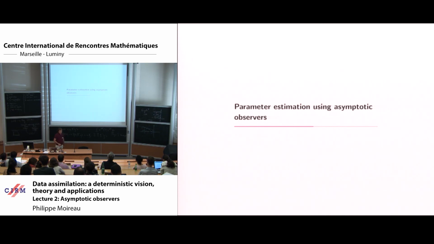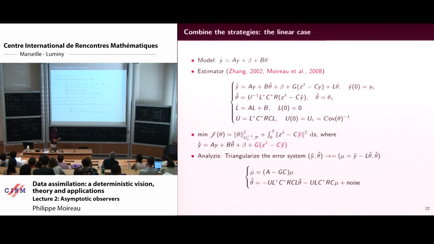So, parameter estimation using the same type of idea. In the linear case, basically the idea is to say, I will use the gain that I have built for the parabolic case or for the wave equation case, and then I will complement it by a reduced order strategy only on the parameter space. And you get a very nice algorithm that we developed, and you can prove quite a lot of things on this system.